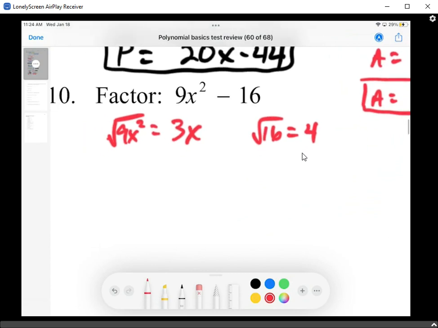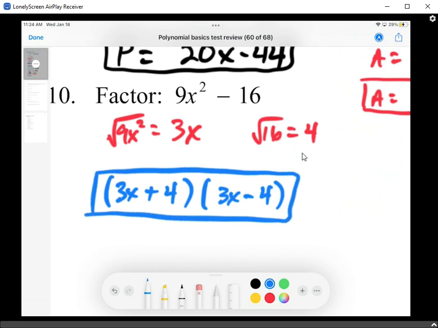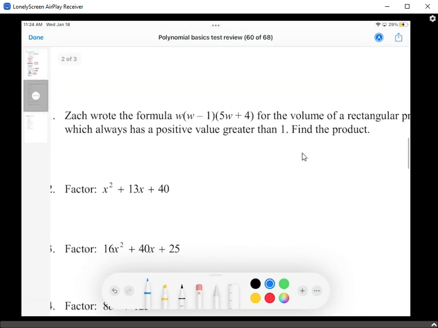So that means when we factor this out, we're going to use that pattern where both of our factors are going to have a 3x, and both are also going to have a 4. One is adding, one is subtracting. Boom, we're done. We did it. We're halfway there, y'all. Power on through to number 11.